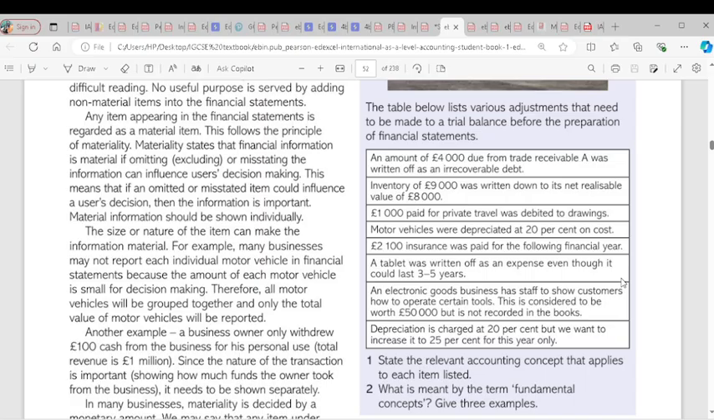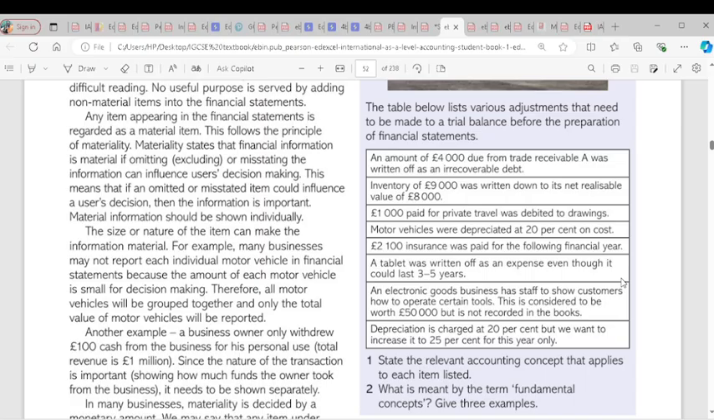The next one, second to the last one: an electronic goods business has asked staff to show customers how to operate certain tools. This is considered to be worth 50,000, but it is not recorded in the books. That is money measurement, because we cannot record the expertise or the quality of the worker. We can only record the amount of money paid to the worker. So it's the principle of money measurement.